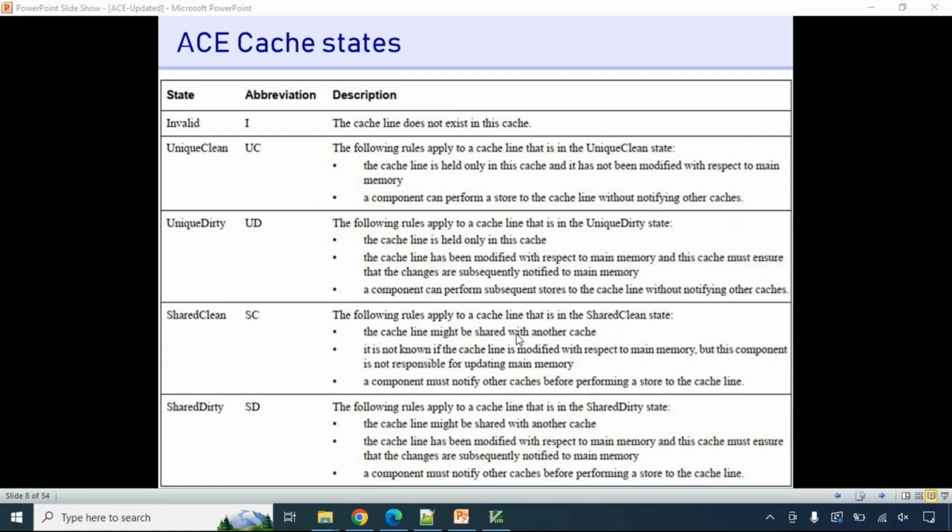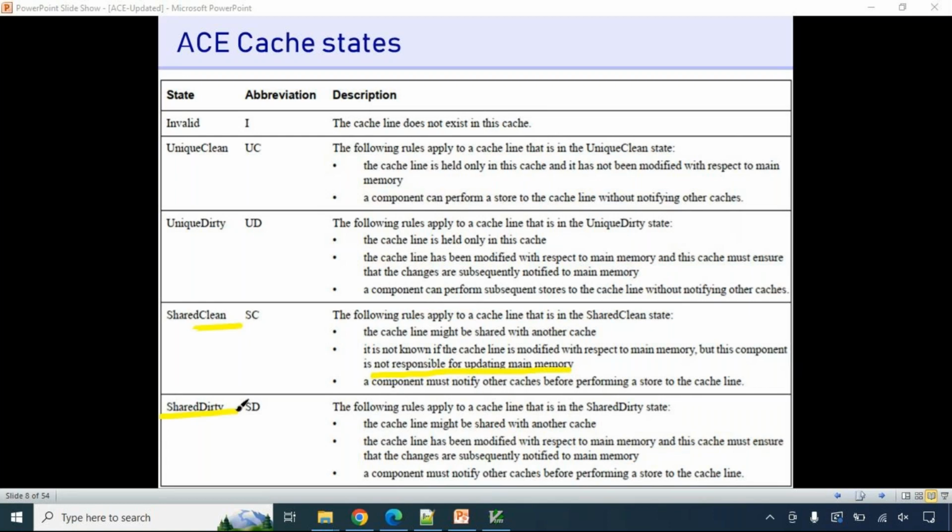Now, coming back to shared clean, the cache line might be shared with another cache. It is not known if the cache line is modified with respect to the main memory. This component is not responsible for updating the main memory, because it is in shared clean. Whereas if it is dirty, this cache must ensure that changes are subsequently notified to the memory. Understand? If it is clean, it doesn't bother.